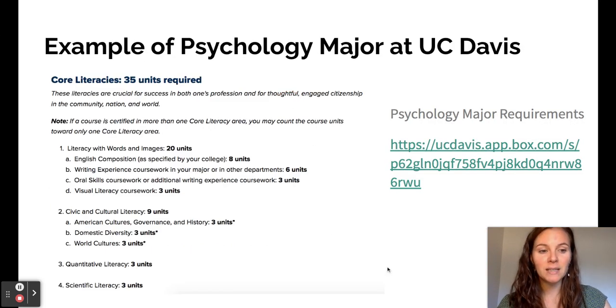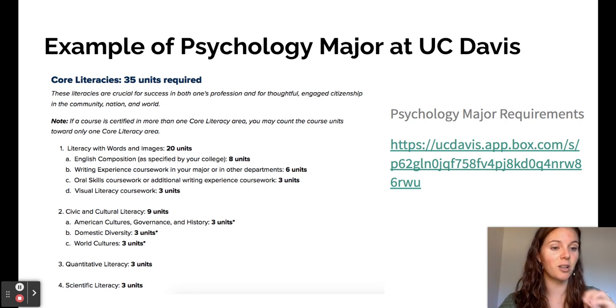So let's go through an example. You don't have to understand all of this. I just want you to see what it looks like. So if you were going to UC Davis as a freshman and you wanted to study psychology as your major and get your Bachelor of Arts degree in psychology, you might want to know what it is that you're going to have to take during those 4 years that you are at UC Davis.